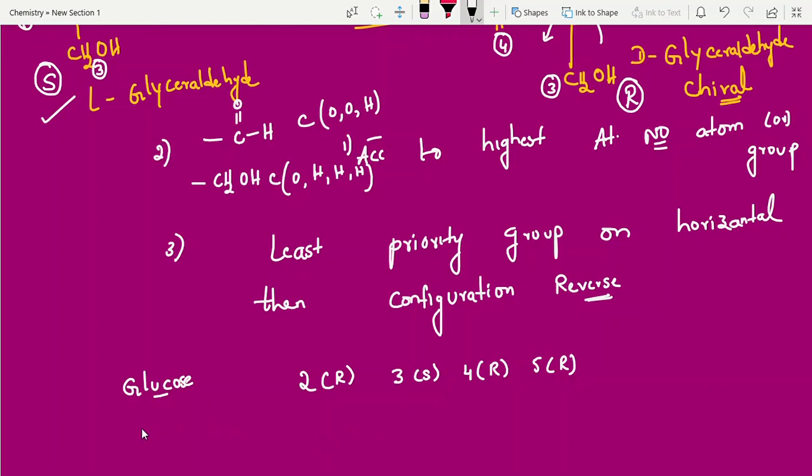Next, fructose. Fructose has 3, 4, 5 carbons chiral. The first 2 carbons are not chiral, and the 6th carbon is not chiral. Then it is the same thing. Can you try this one for fructose? 3S, same thing as in glucose. The same thing you will get for fructose also. So what will you get here? 3S, 4R, 5R. That's it.